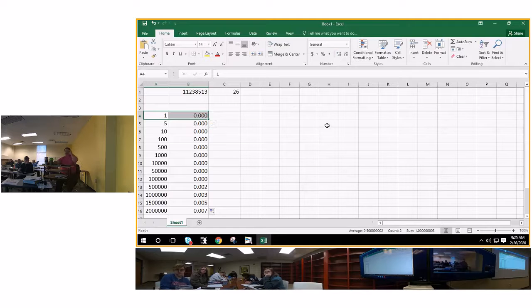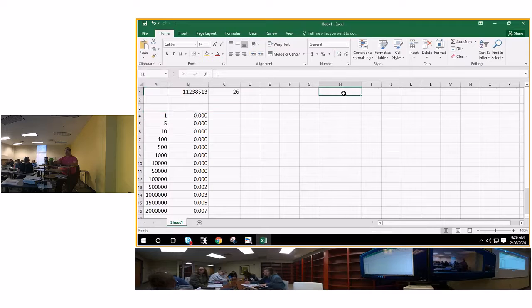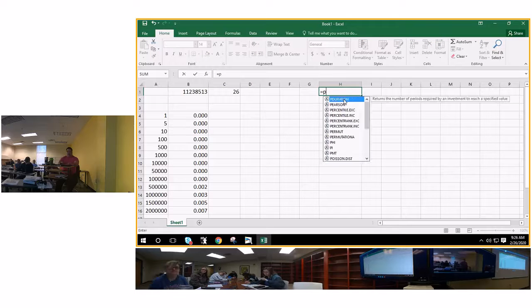Yeah. So, how do you do a permute? Well, it's real simple. I'm going to do the same thing right here. Equals PERMUT, P-E-R-M-U-T.